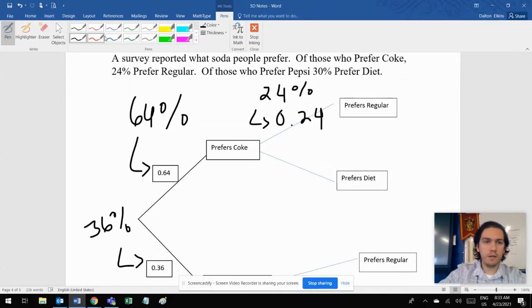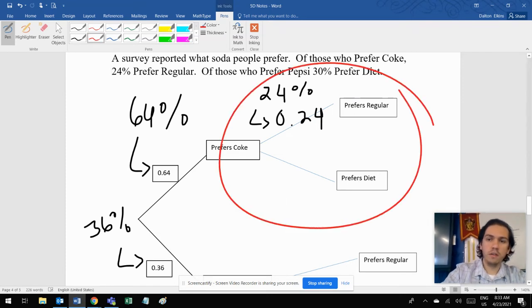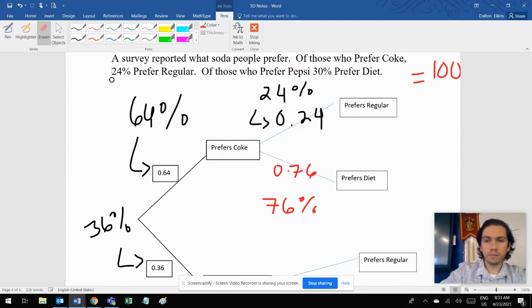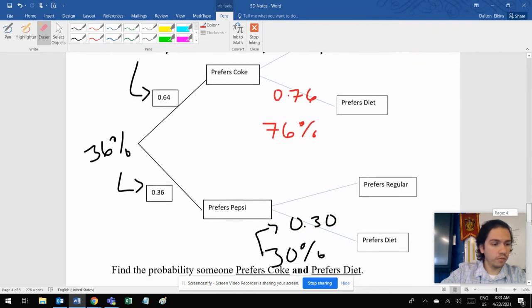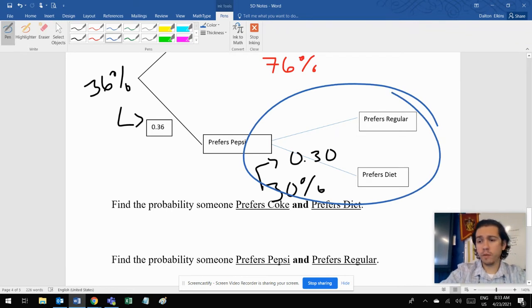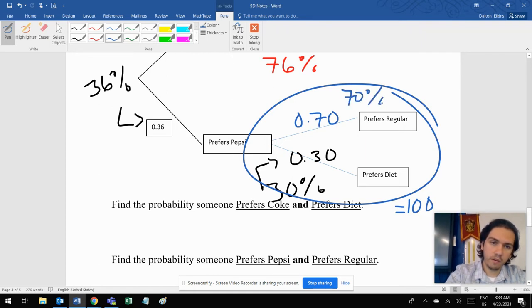Okay, so now I want to find the two missing pieces here. Remember, something I mentioned in the last video is that these branches in total need to equal 100. So 24% plus what will equal 100? The answer is 76%, so I'm going to write 0.76 here. The same thing is true down here, where these two branches come from the same part of the tree, prefers Pepsi, so this also needs to equal 100. So 30% plus what will equal 100? 70%, which is 0.70.